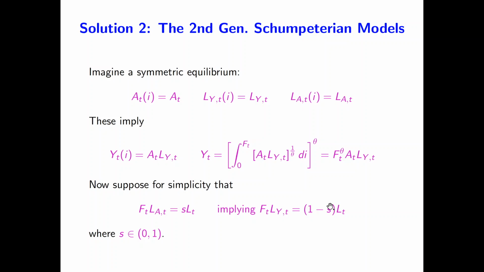So now, to simplify the matters a lot and just to convey the main message about how second generation Schumpeterian models actually resolve the scale effects, actually sterilize the scale effects, we just imagine a symmetric equilibrium. All right. So in the symmetric equilibrium, each firm's productivity is equal to the average productivity, of course, and the types of labor allocated to goods production and knowledge production are equal. All right, equal across firms.